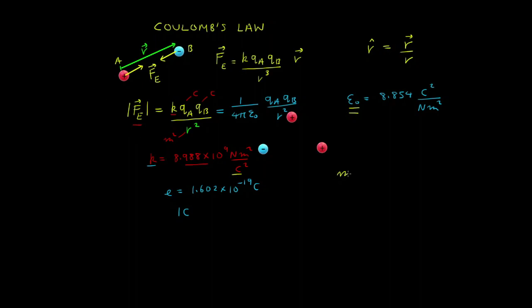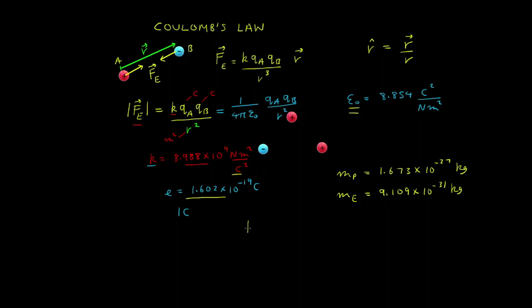So if we look at the mass of a proton, that's equal to 1.673 by 10 to the negative 27 kilograms. And the mass of an electron is 9.109 by 10 to the negative 31 kilos. And the elementary charge, which is the magnitude of the charge of an electron, is given here.